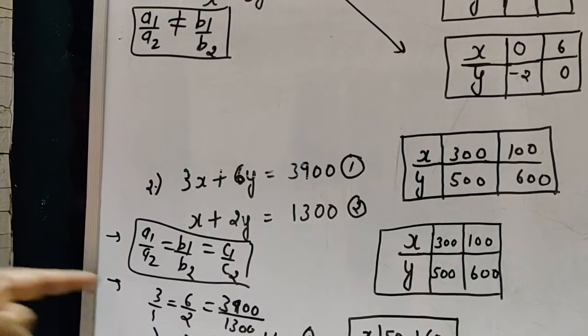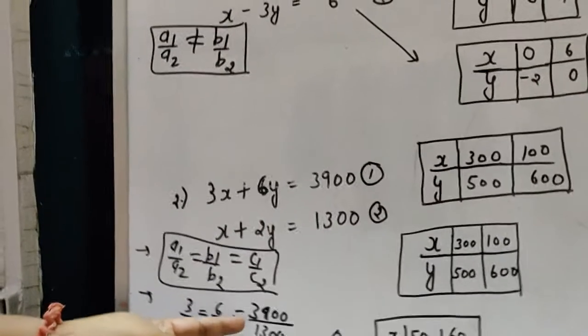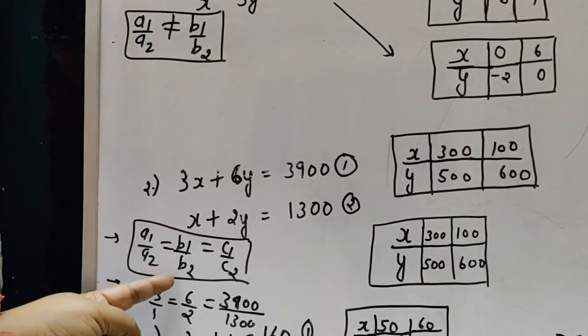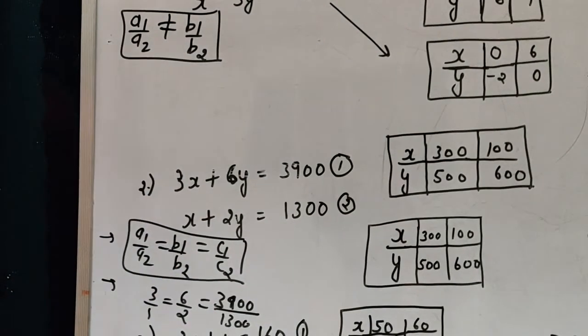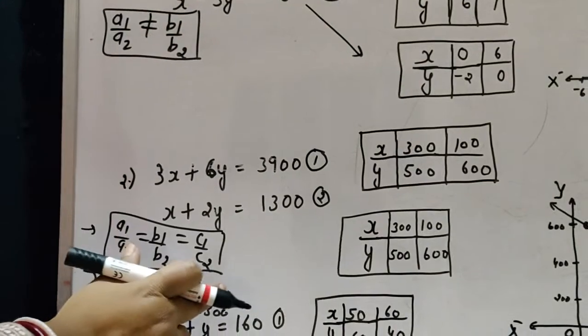Just check. 3 upon 1, 6 upon 2 is also 3 upon 1, and this is also 3 upon 1. So all the three are equal. a1 upon a2 is equal to b1 upon b2 is equal to c1 upon c2. It means what will the lines be? Coincident and it will have infinite solutions. Correct? So we have done this thing graphically.